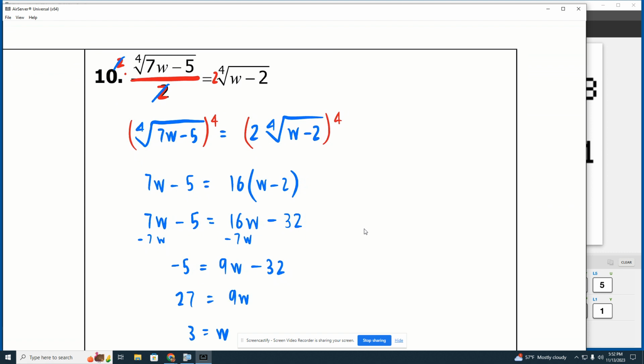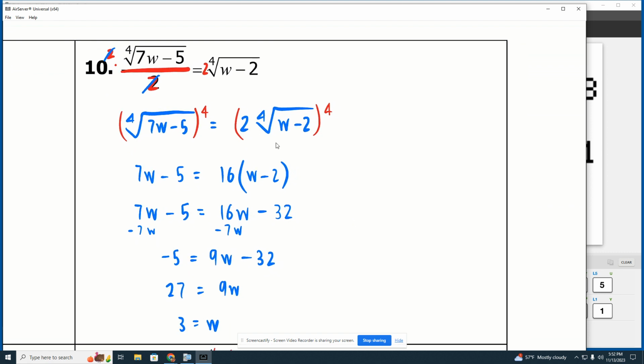So let's go check that. Let's go see if that's right. I'm going to go back to my original problem. Let me erase all that so you are reminded of what it looked like. I'm going to go back to my original equation, and I'm going to type into the left side the fourth root of 7 times 3 minus 5 in the numerator divided by 2.